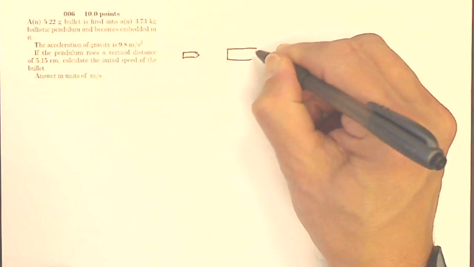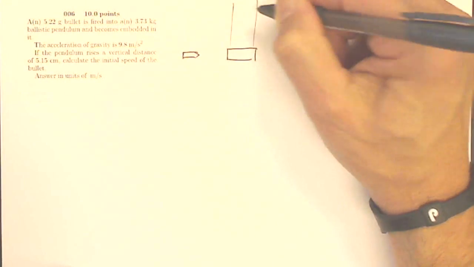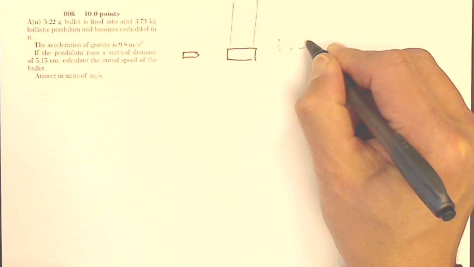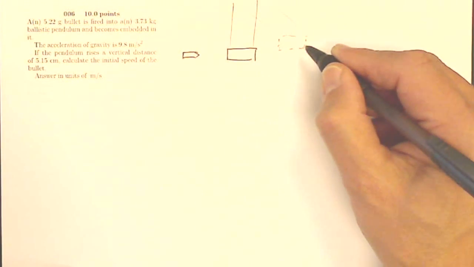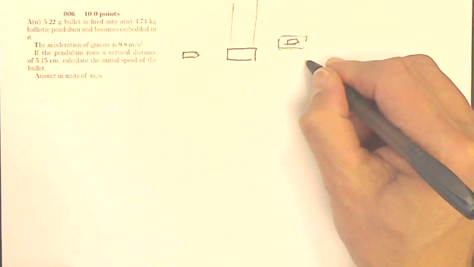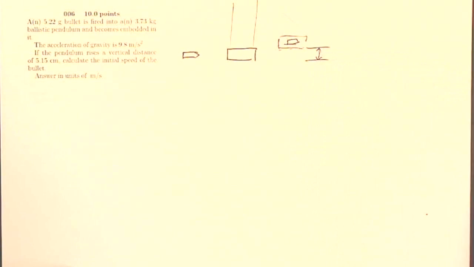It's going to slam into this block. This block is suspended somehow. When it slams into the block, it's going to move up. And so these strings are going to be this way, and it's going to have the bullet inside of it when it moves up. And it's going to move some height, and that they give me.